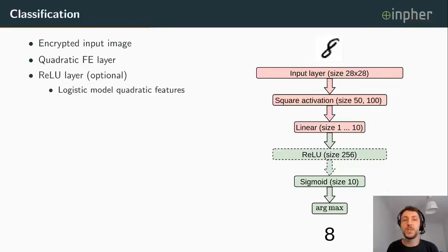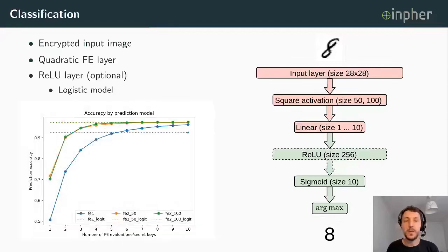So what about the classification accuracy of this use case? This is depicted in the following plot. On the x-axis we have the number of functional encryption evaluations employed, and on the y-axis we have the prediction accuracy. As we can see, it is always better to use quadratic functional encryption compared to a linear one, which is the solid blue line. We can also say that using only three quadratic functional encryption evaluations, we obtain almost the same prediction accuracy as using 7 or 8 linear functional encryption evaluations.